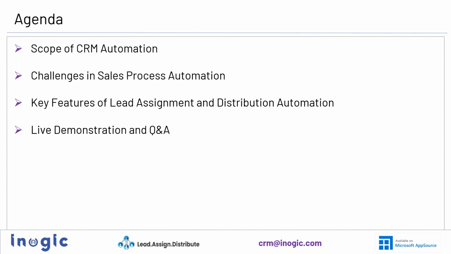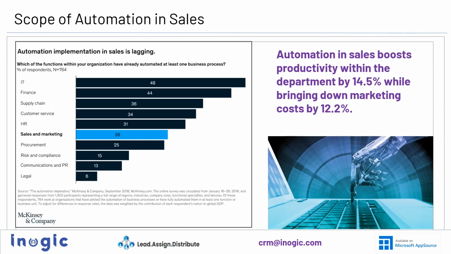I was thinking about the scope of the automation, and here's what I have found. A survey has provided an insight stating that automation in sales boosts productivity within the department by a staggering 14.5% while bringing down the marketing costs by 12.2%. Automation truly has the potential to provide these double benefits. The next step is to identify whether we can automate the sales process, and if yes, the bigger question, how?